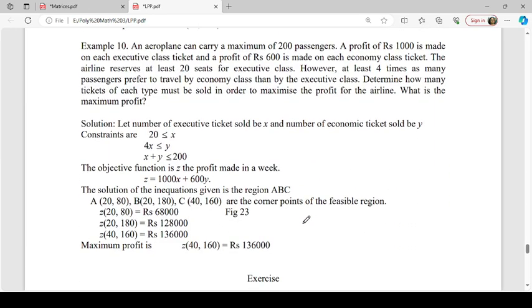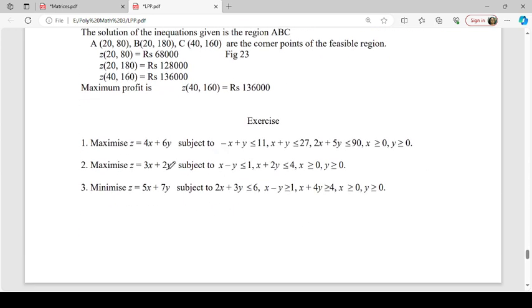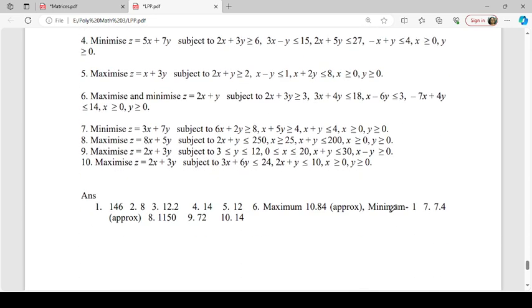In some cases we need to find minimization also. So these are all maximization. This is minimization. So we find the corner points, then find the minimum values. So in this way we can do these things.